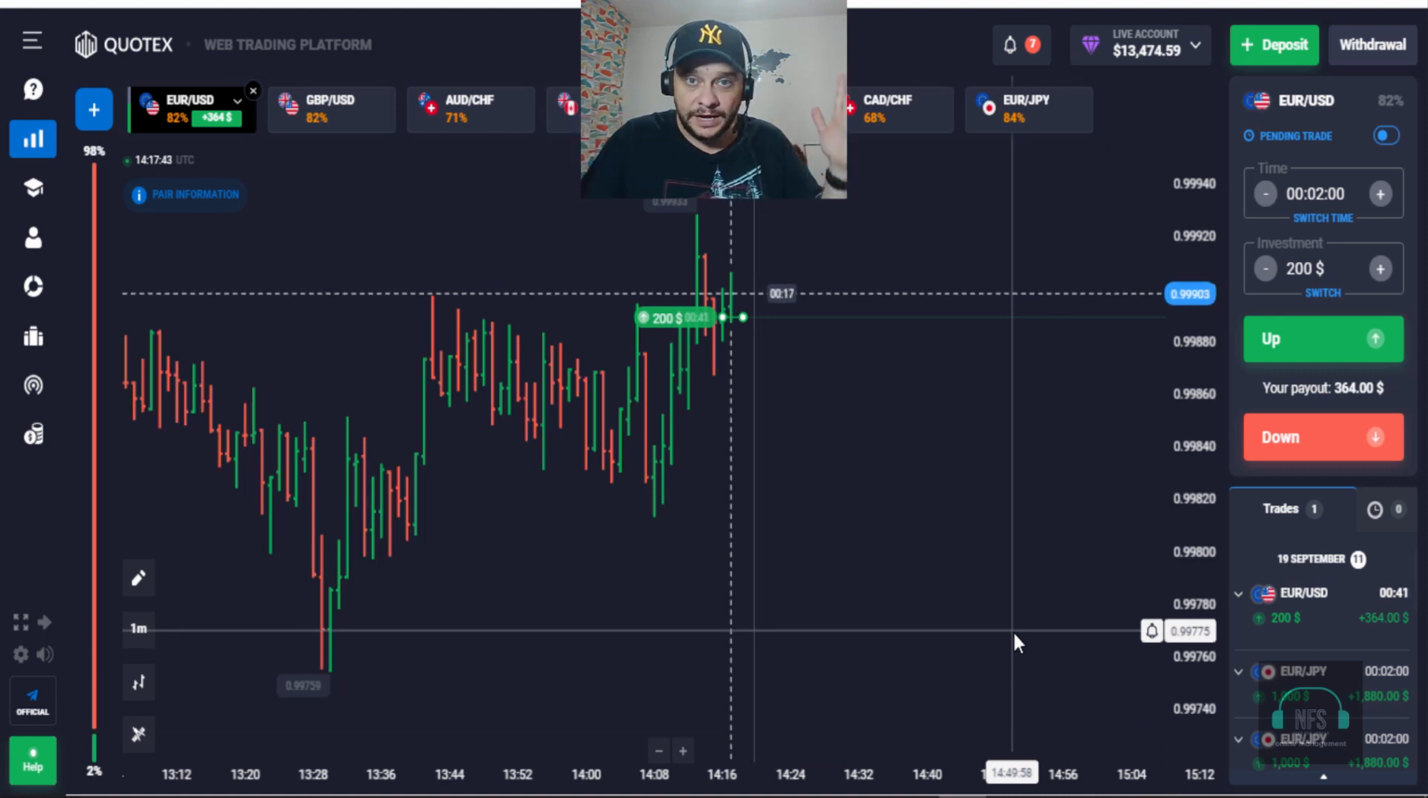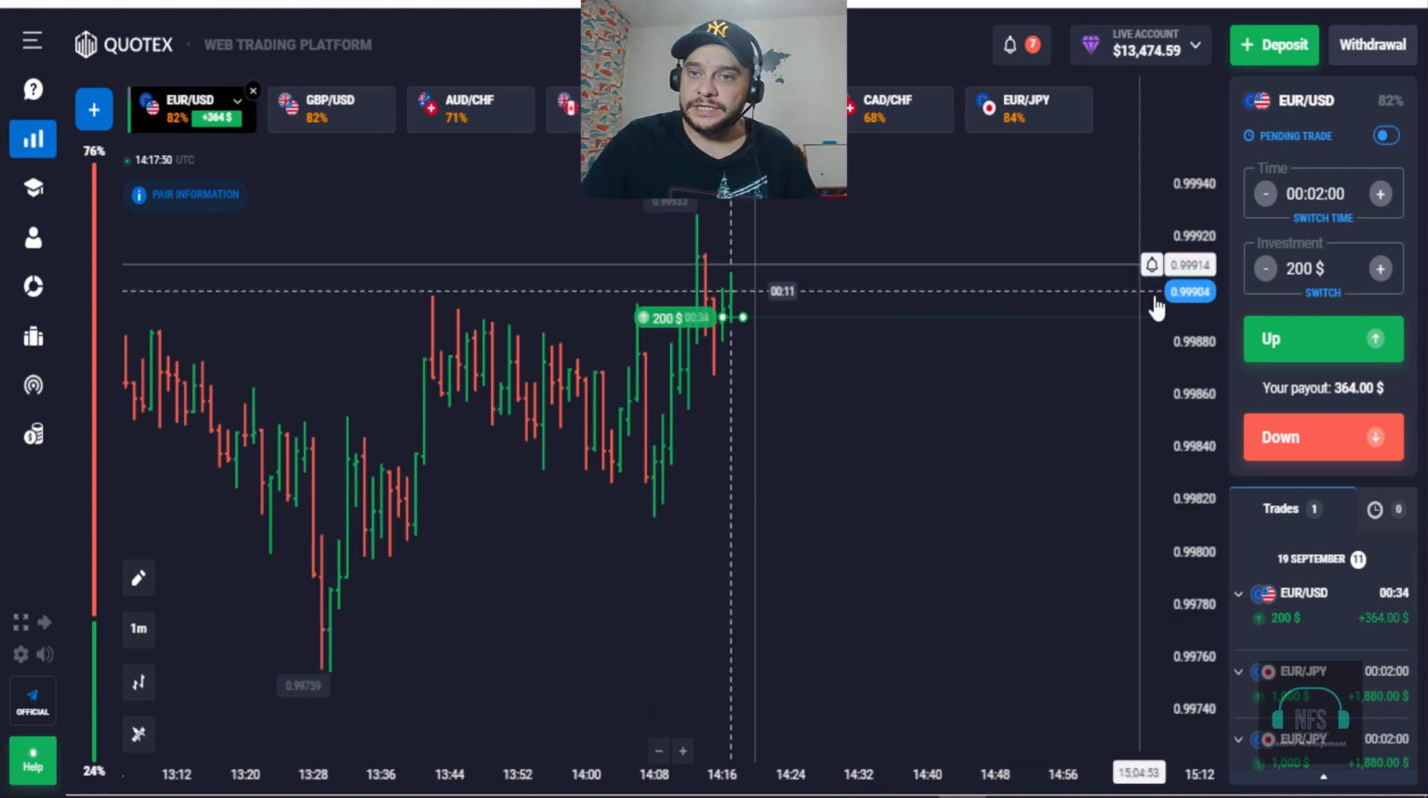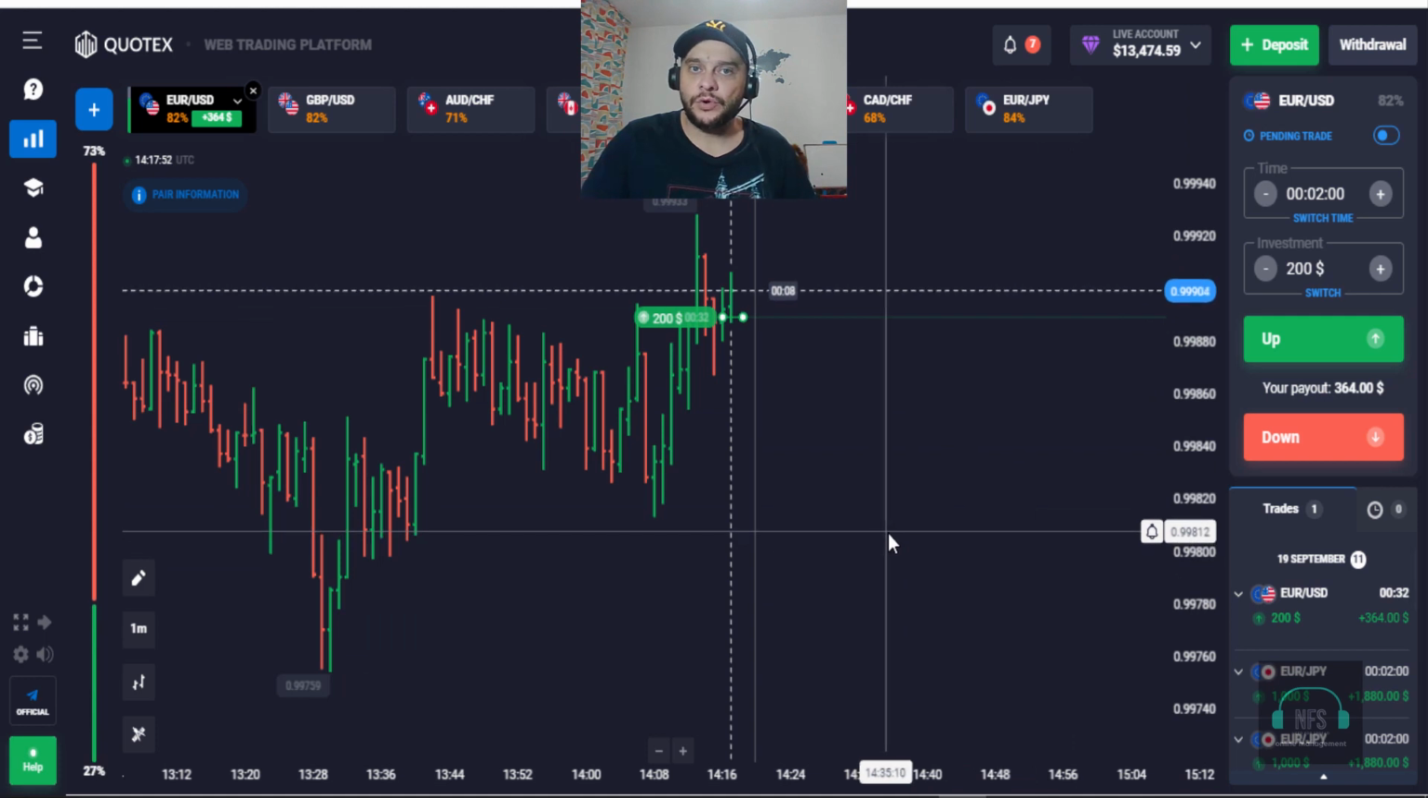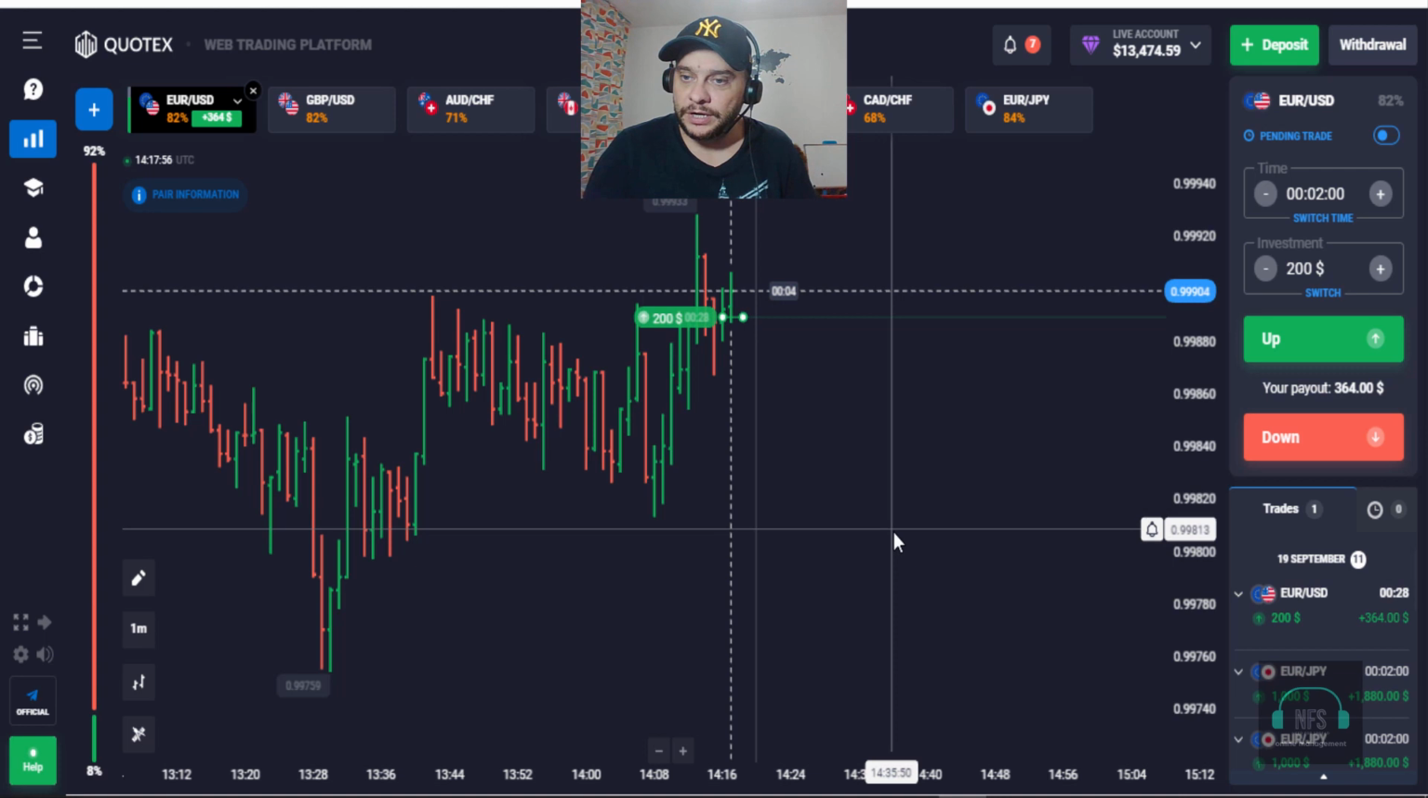So there is no problem with Cotex. I've been using Cotex for one year and more and never had a problem with withdrawals. The chart was always the same as on the MT4 platform. So I encourage you to use Cotex if you don't have any broker to use for binary options.